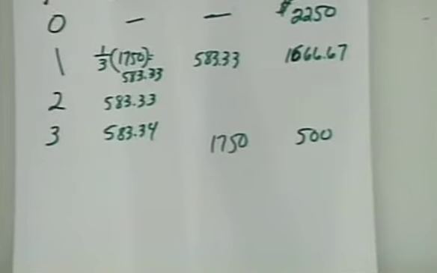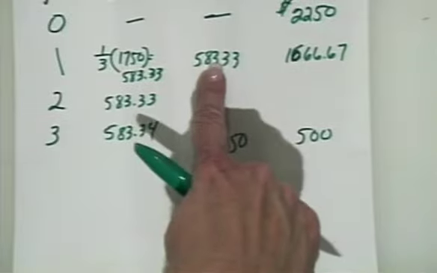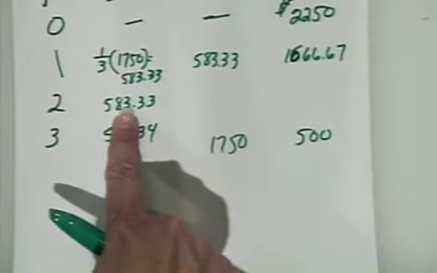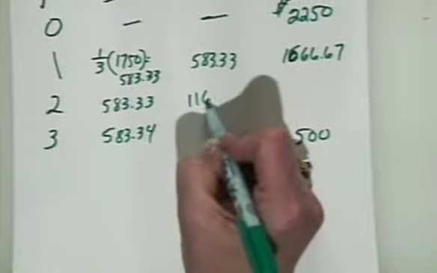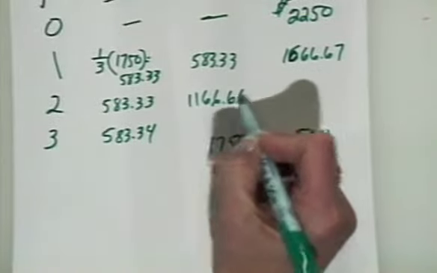What will the accumulated depreciation be at the end of the second year? It's all the depreciation we had last year plus this year's depreciation. I've got 1166.66.